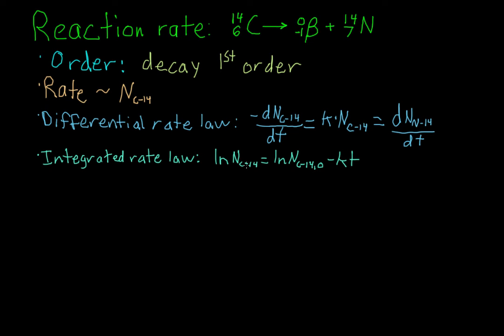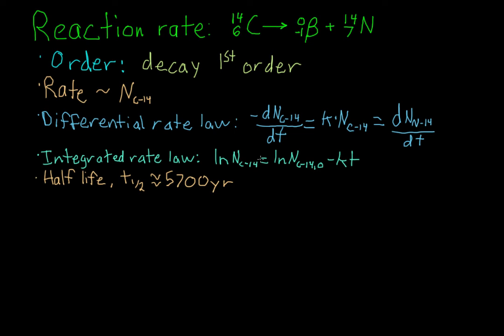The integrated rate law says that the natural log of the number of carbon-14 atoms at some given time is equal to the natural log of the original number of carbon-14 atoms minus the rate constant k times the time that has passed. Another thing we might want to study is the half-life, and we call that T1/2. For carbon-14, this is about equal to 5,700 years.